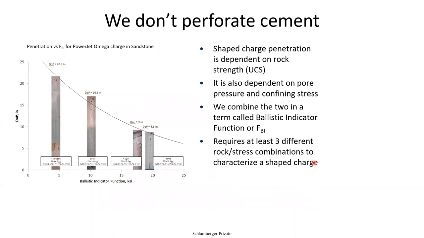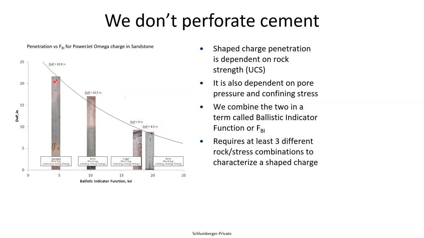But same as I mentioned before, in reality, we do not perforate cement. We do not perforate a cement brick with 5,000 psi strength. The penetration of a shaped charge is going to be highly dependent on the UCS of the rock strength. We can see over here a graph. In this graph, we have the depth of penetration in inches, and we have something called the ballistic indicator function. The ballistic indicator function is going to combine the UCS and also the pore pressure and confining stress, okay? Here we can see that depending on the rock's ballistic indicator function, the penetration is going to be more or less.